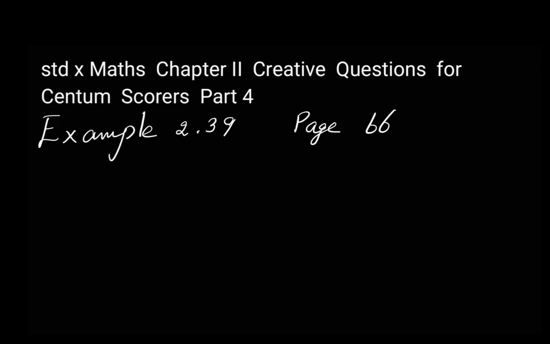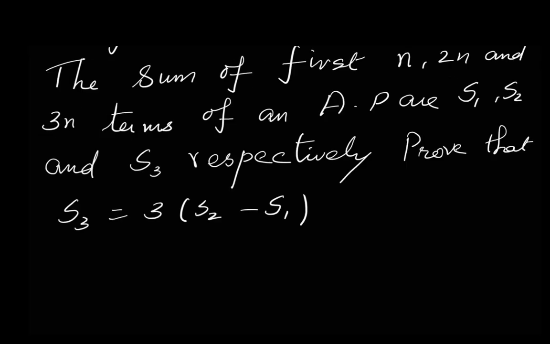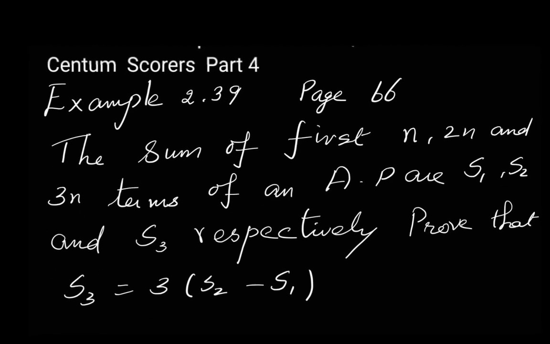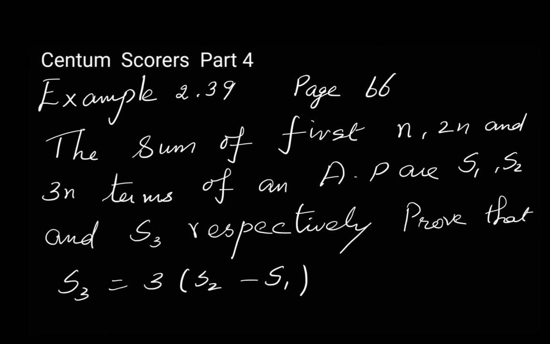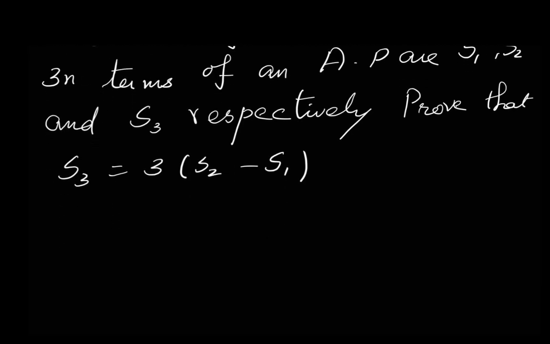239, page 66. Let me do the sums for you. The problem is: the sum of first n, 2n and 3n terms of an AP are S1, S2 and S3 respectively. Prove that S3 is equal to 3 into (S2 minus S1).